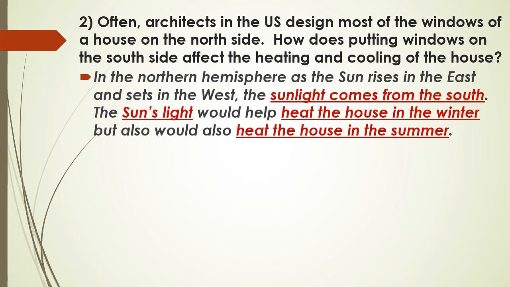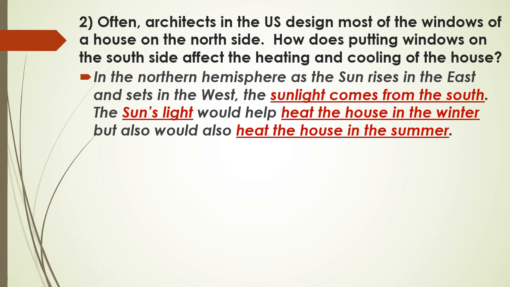So in the northern hemisphere, the sun rises in the east and sets in the west, but the sunlight always comes from the south. That might be a little confusing, but I'll show you a diagram in a second that shows this. It says the sun's light would help heat the house in the winter, but also in the summer, which is when you don't want the heat. So the windows use the process of radiation to bring the heat into the house.